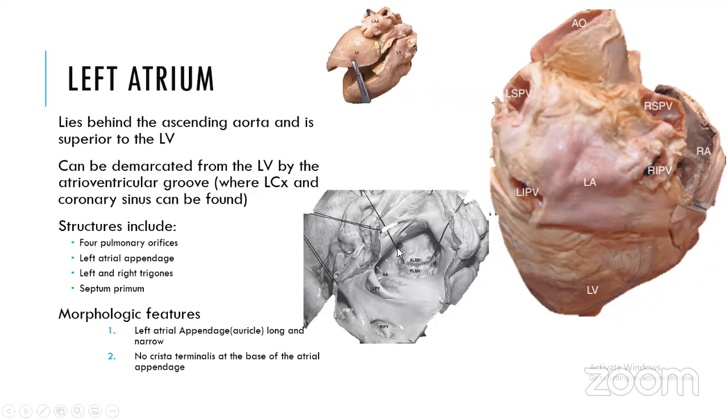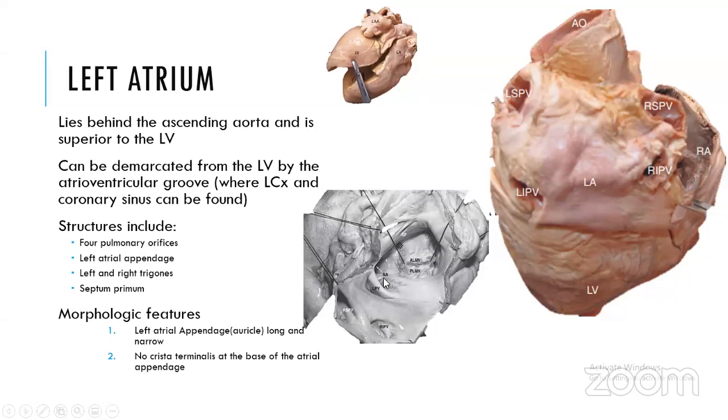The right trigone is where the bundle of His is located. The left trigone is where, during mitral valve procedures, the aorta is more susceptible to injury. Also the septum primum.